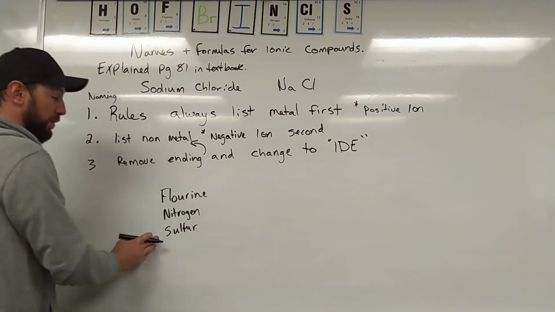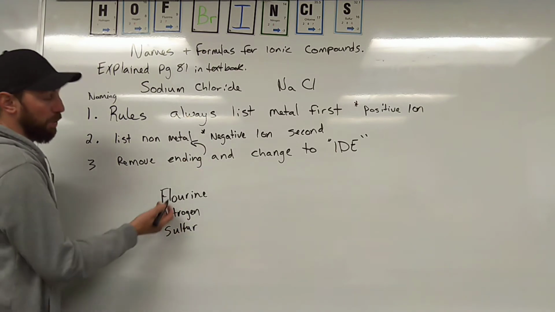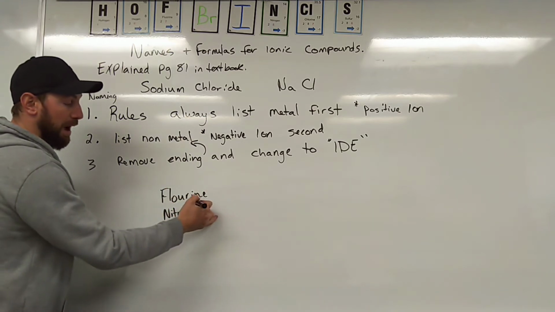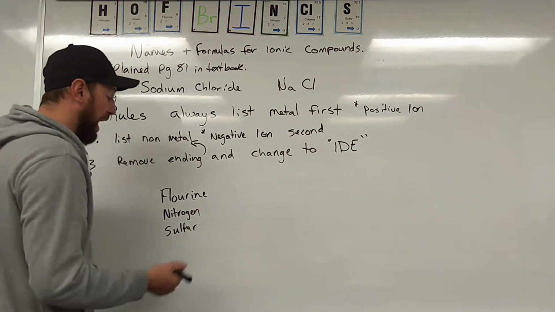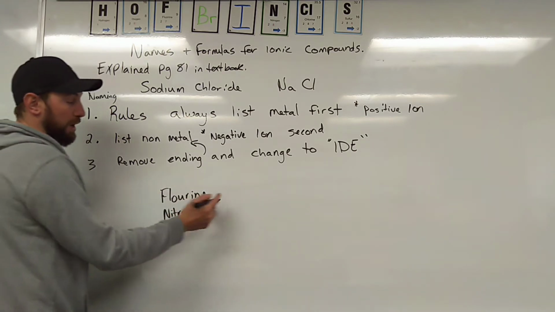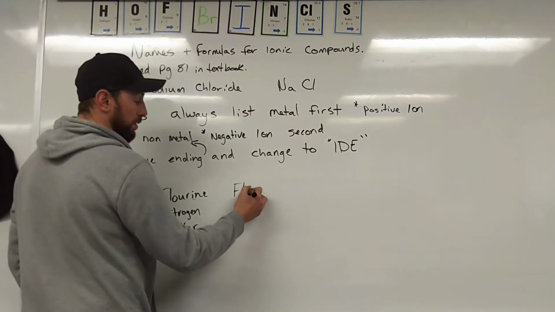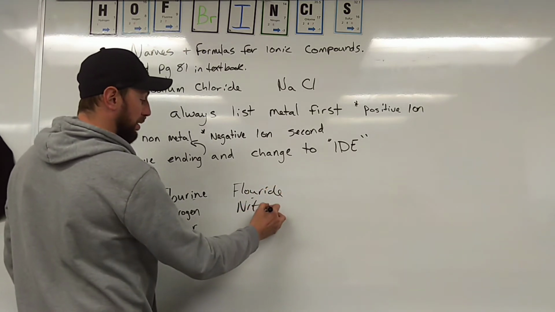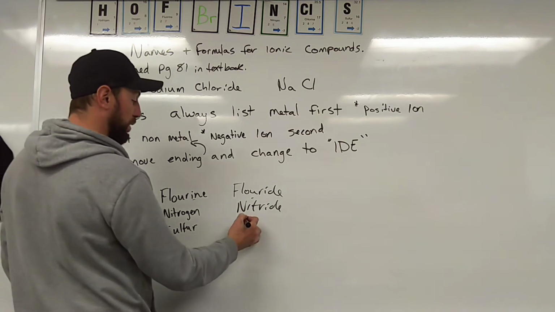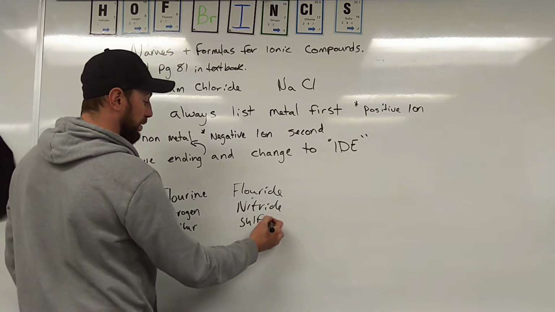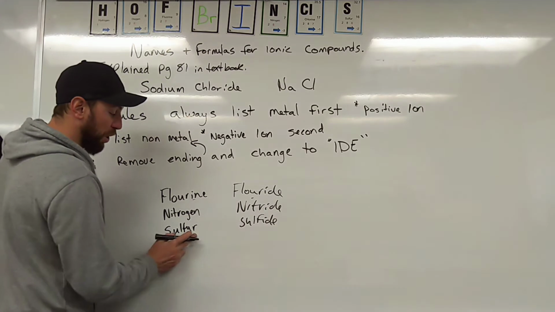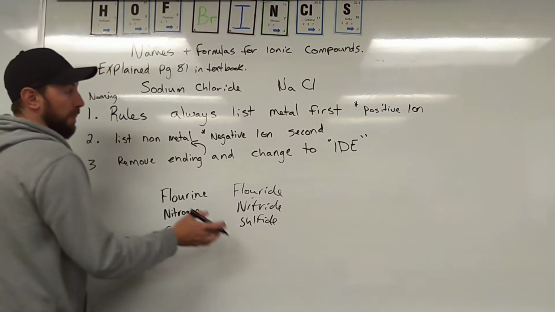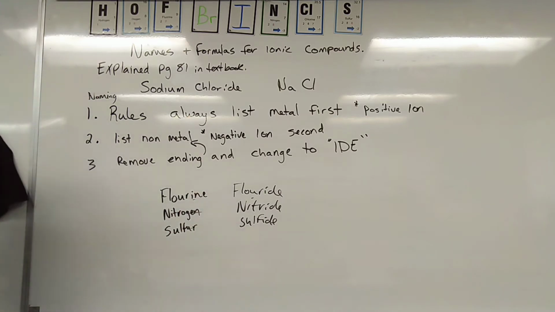Okay? So here's a few examples. I picked different ones: chlorine, fluorine, bromine, anything that ends in "ine," I-N-E, you change to "ide." They all get changed to "ide." So fluorine would be fluoride. Okay? Nitrogen would be nitride. Sulfur would be sulfide. Okay? It wouldn't be sulfuride. You remove the ending. Okay? That's how you name a formula.